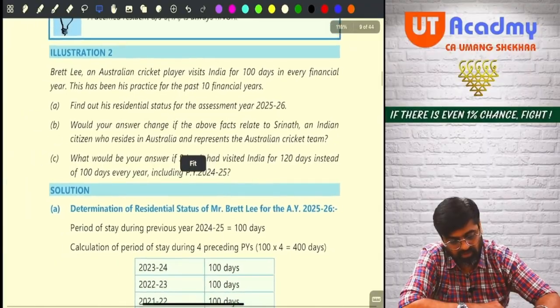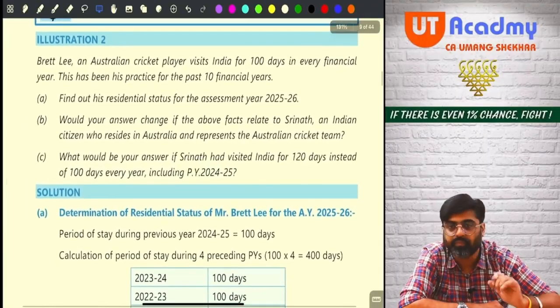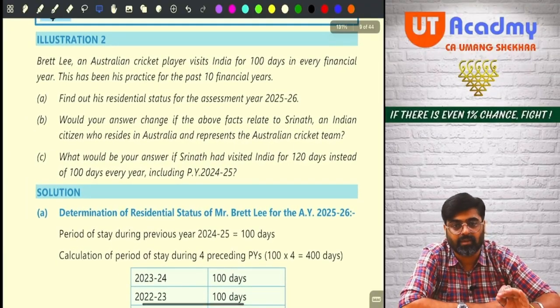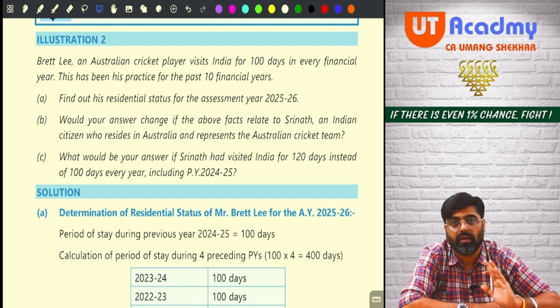Question number 2. Mark this question important. In your ICAI study material, whatever questions, I would feel like you have to do those questions once again. I will tell you to mark those questions important. Okay? Mark this question important.